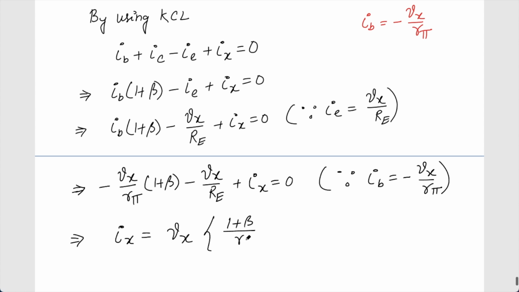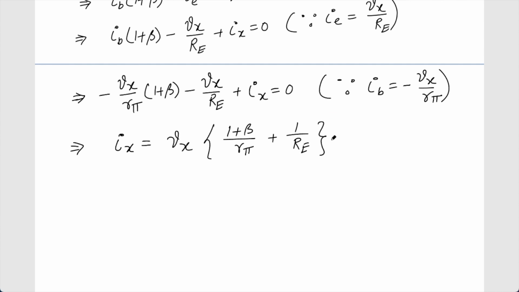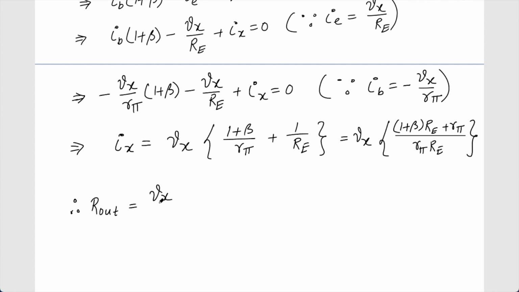It will be 1 plus beta by R pi plus 1 by Re. So this I can write as Vx into, I can simplify this one, R pi into Re over 1 plus beta into Re plus R pi. Therefore my R out, which is Vx by Ix, will be equal to R pi into Re over R pi plus 1 plus beta into Re.